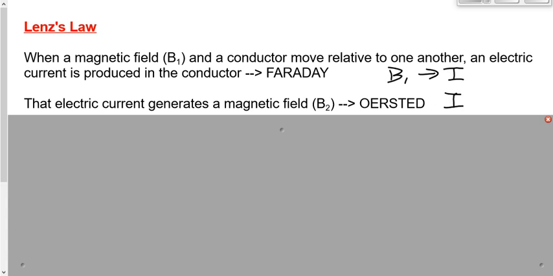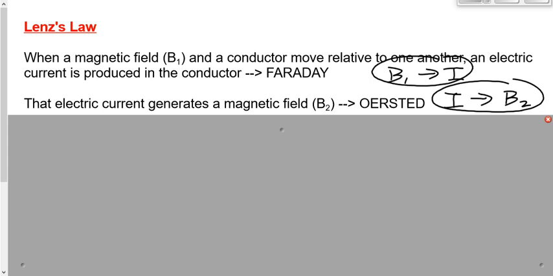So I, current, generates B, magnetic field. But we're going to call this one B2, because remember that we had a magnetic field generated by a current. This magnetic field is different. This is the one that's generated by the current. Magnetic field produces current. Magnetic field is generated by a current.